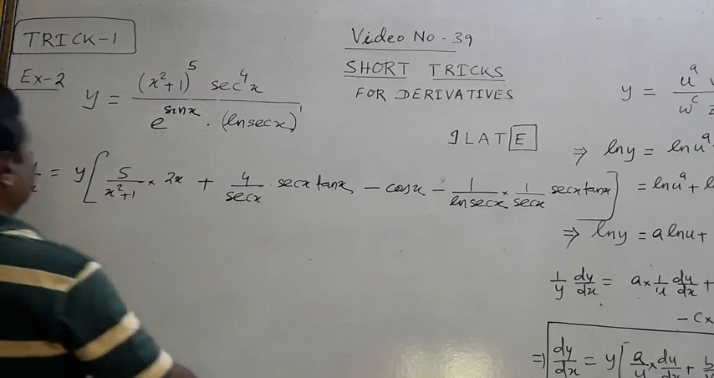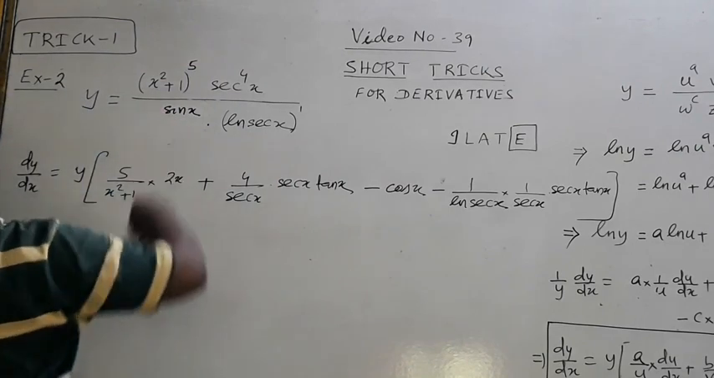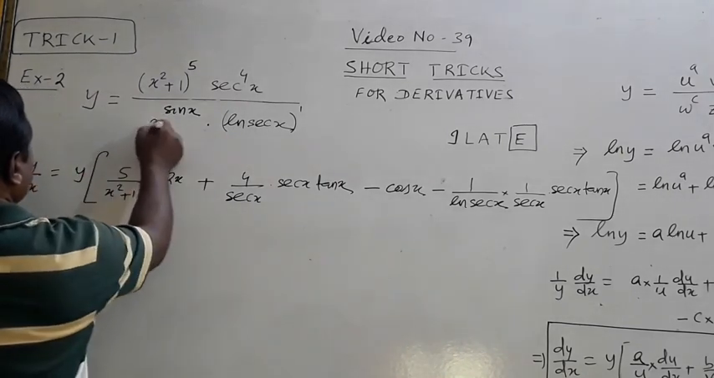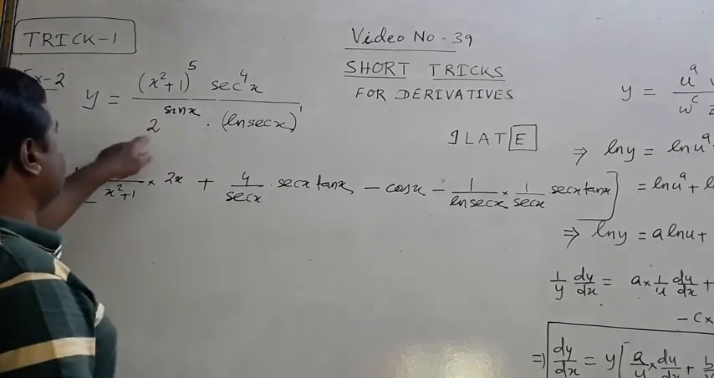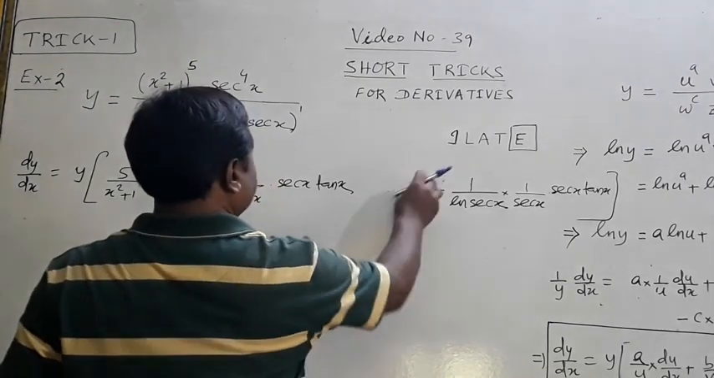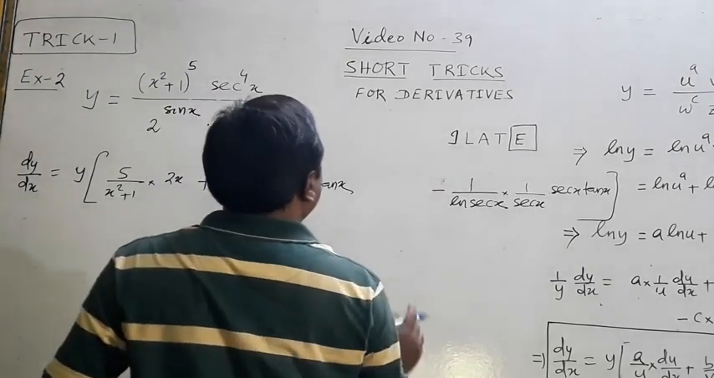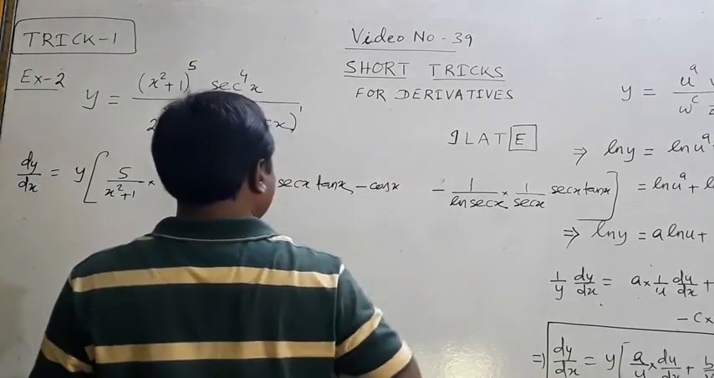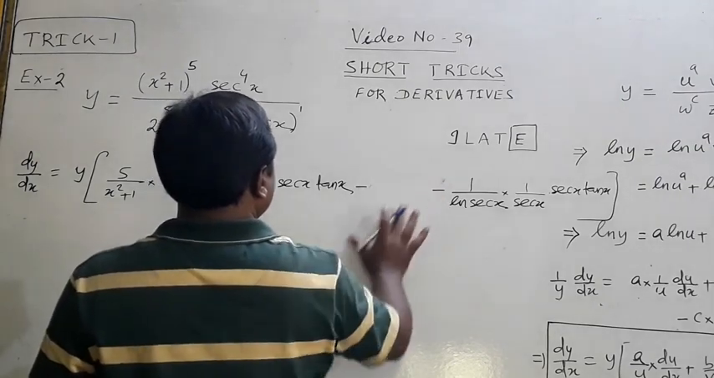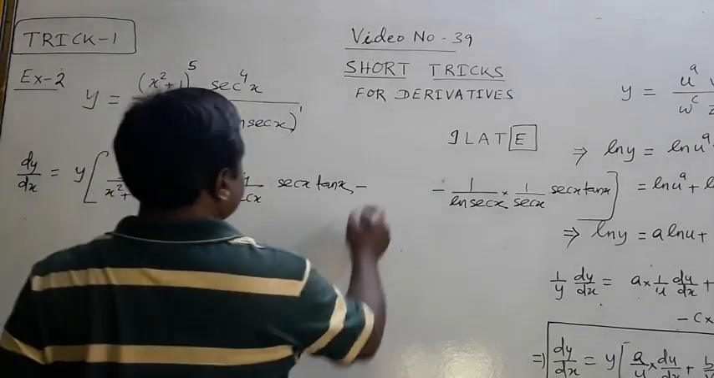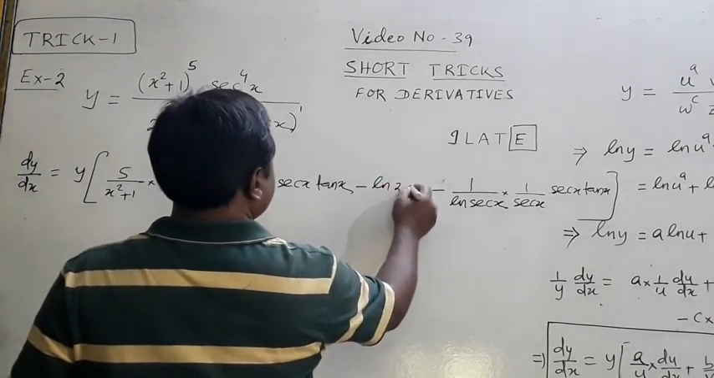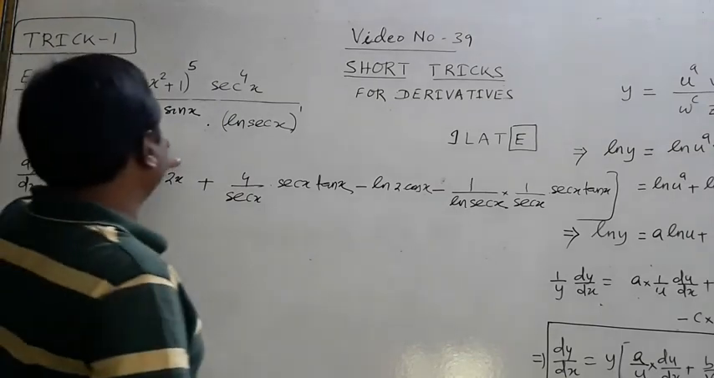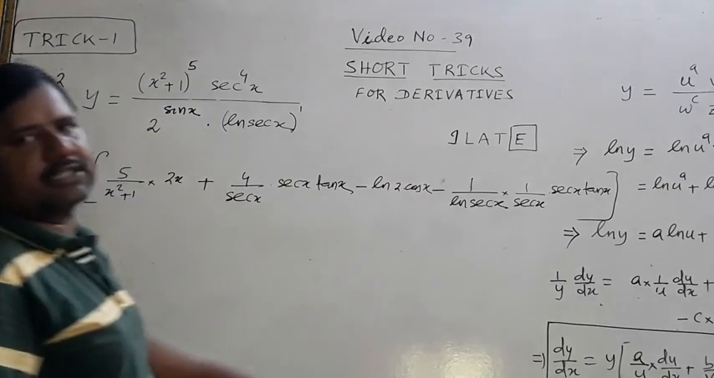Suppose if it is 2 to the power sin x, then what will happen? You should write cos x into ln 2. In this case, you have to write cos x into ln 2. First write this ln 2, then the derivative of sin x. ln 2 into derivative of sin x is cos x ln 2. For 2 to the power sin x you will do this. For e to the power sin x you have to write only cos x.